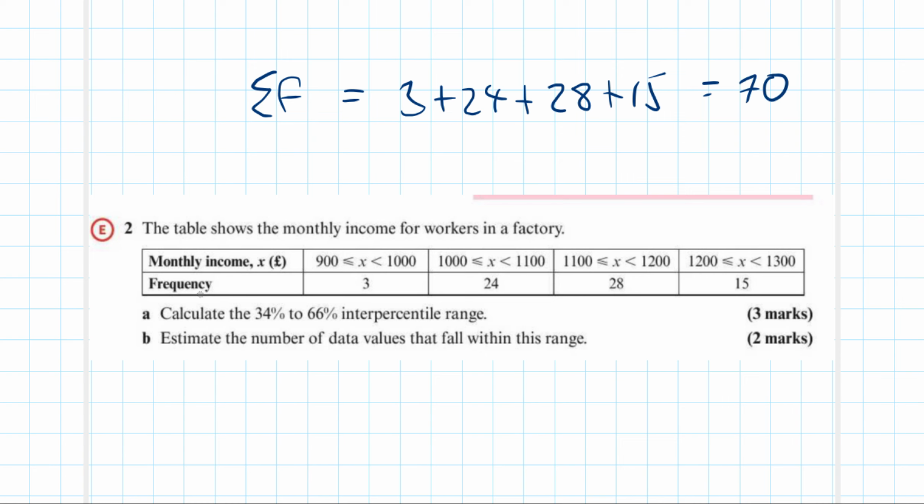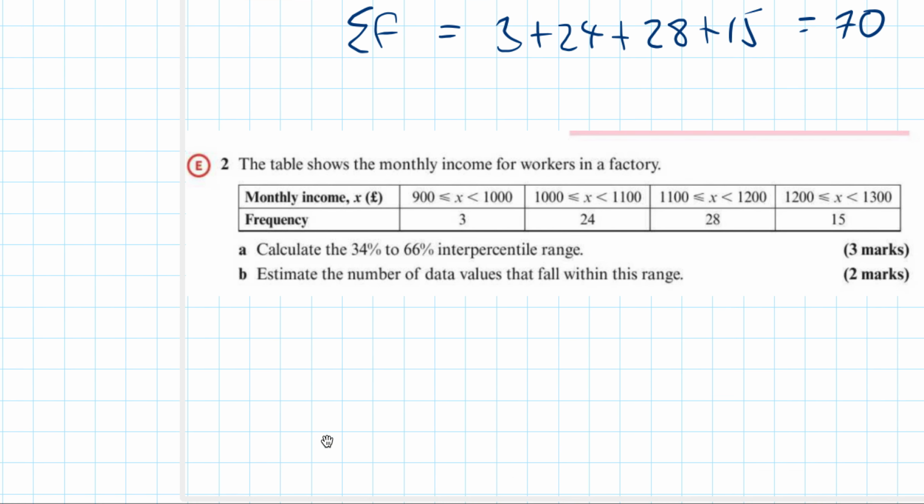Now probably a quicker way is to make a new column in your table. This is not a helpful question for this, but if we do cumulative frequency here, we've got 3, 27, 27 plus 28 is 55, 55 plus 15 is 70.